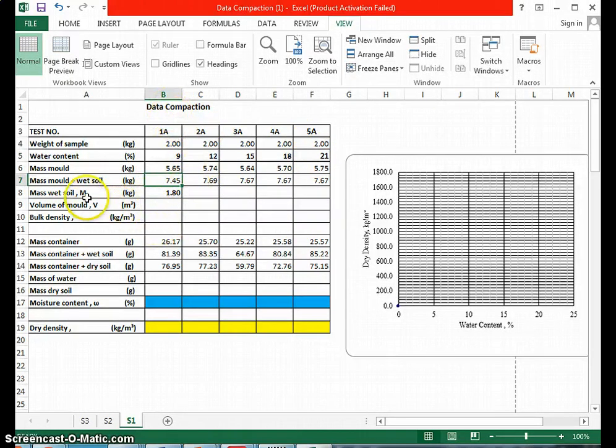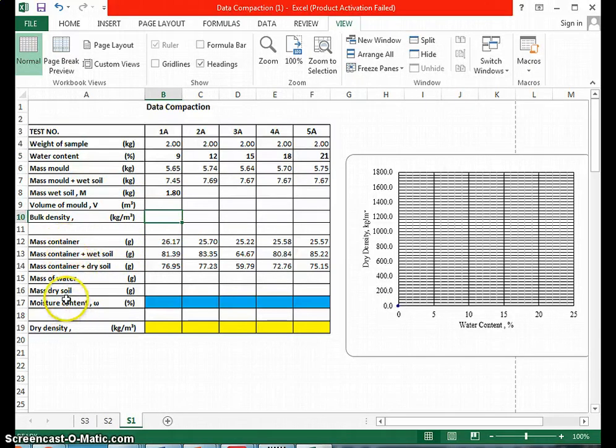So how to get the mass of wet soil? You just subtract the mass of the mold, 7.45, from this one, so you can get this. And remember the volume of the mold is 1000 centimeter cube, so you can change to meter cube and you can easily obtain the bulk density.